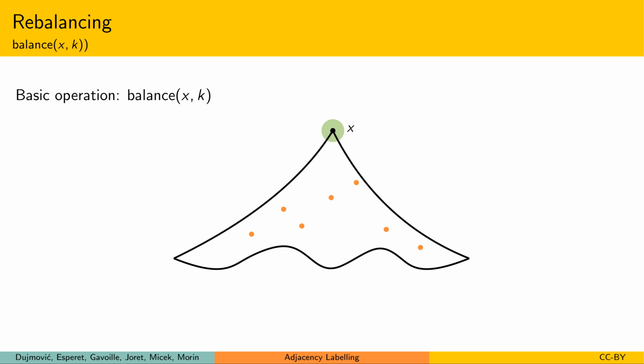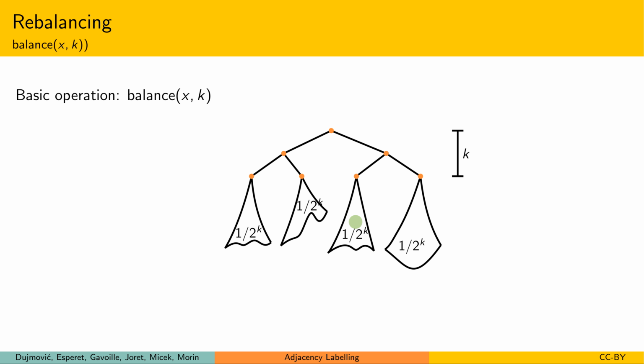For this, we do a very rough rebalancing operation that works on a node x. At the end of this operation, every node of depth k in the subtree of x contains at most 1 over 2 to the k nodes in the subtree of x. Clearly, this operation only affects the signatures of nodes in the subtree of x. By implementing this carefully, the changes to these signatures can be encoded in O of k log n bits.